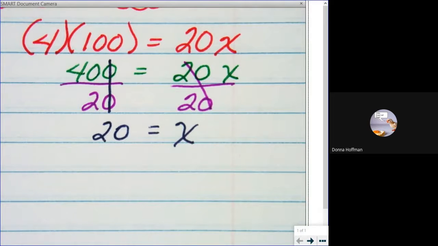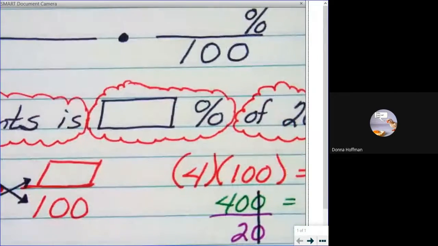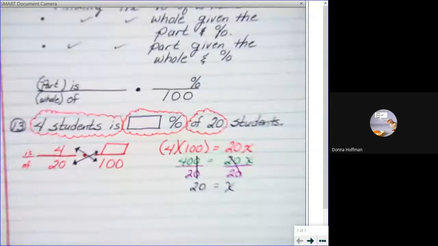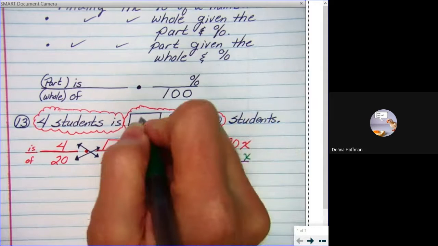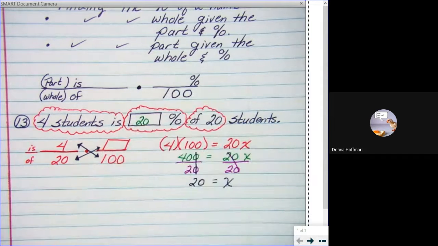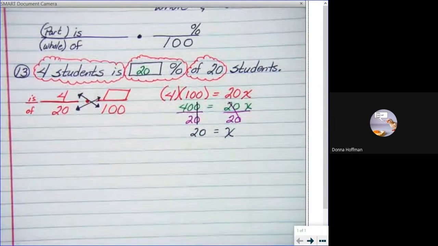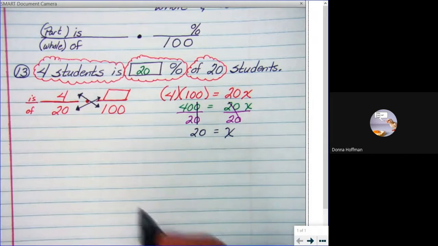Okay, so what do you think gets plugged in up there for the problem? 4 students is 20% of 20, right? Doesn't that feel weird? 20%. 4 students is 20% of 20. Everybody okay with that one? Ready for the next one? Okay.